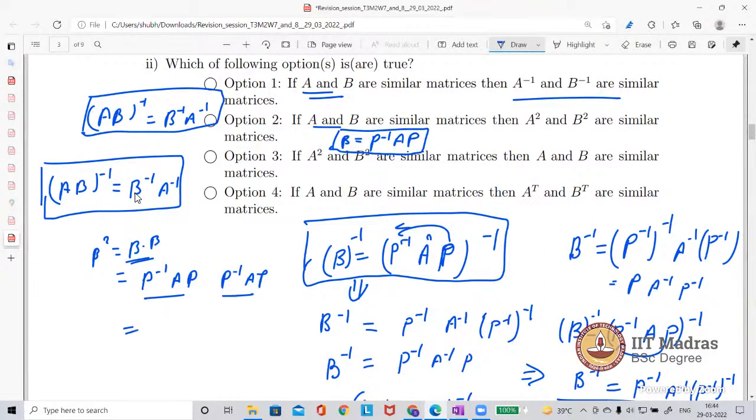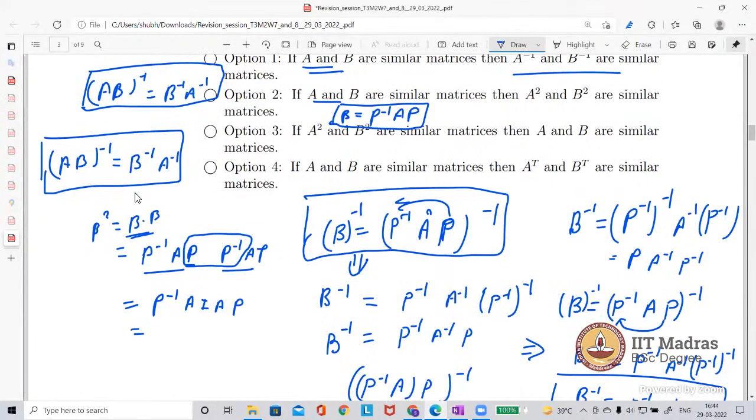Now P inverse A P, take these two, P P inverse, it will become the identity matrix. So this is P inverse A, identity, again A, and here is P. So now the identity, it will become A square after multiplying by identity. So the final thing is P inverse A square P. Here is B square. So again the same P works for both as in the previous one. So we are able to get there exists a P, the same P, which decides that B square and A square are similar.